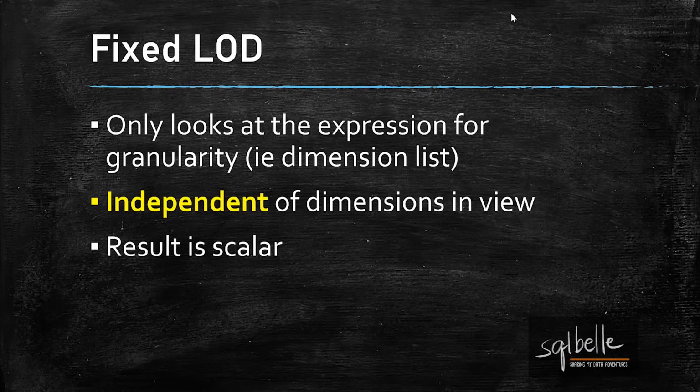The first type of LOD expression is the fixed level of detail expression. And this is probably the most common that you're going to see in examples or resources that you encounter. The fixed level of detail expression only looks at the expression for the granularity. It doesn't care what other dimensions are in the view. For the number that it needs to return, it only looks at the expression. The fixed LOD expression also returns a scalar, meaning it returns a singular value.